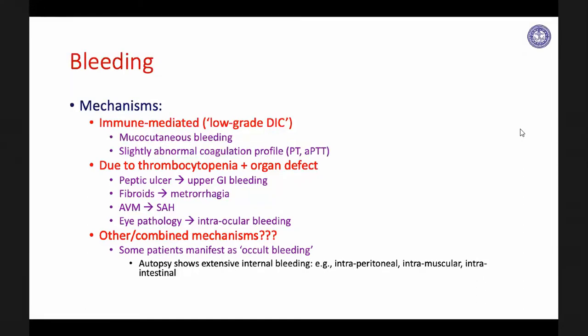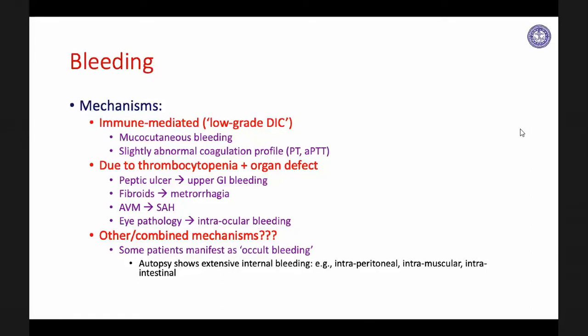Similarly, if there's, for example, an eye pathology of some kind, like an AV malformation in the eye, when the patient's platelet count is normal, the eye will be fine. But when the count drops, they can start having intraocular bleeding. And the problem with intraocular bleeding, of course, is, as you know, it's not a life-threatening bleed, but unfortunately, it can threaten the vision.